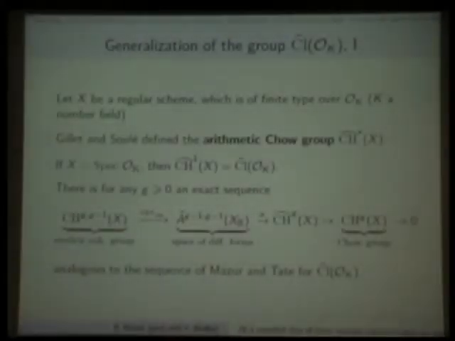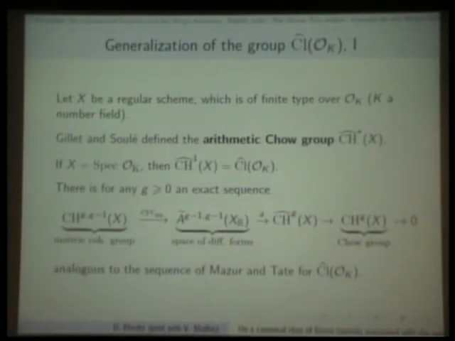So I'm going to recall some things. The higher analog of the class group CL hat has been investigated by many people through the 80s, and a very general definition has been given by Gillet and Soulé. The setup is as follows. You start with a regular scheme, of finite type over OK. If you don't know what a variety is, think of a scheme. You can even think of an affine scheme, which simply means a set of polynomials with coefficients in OK.